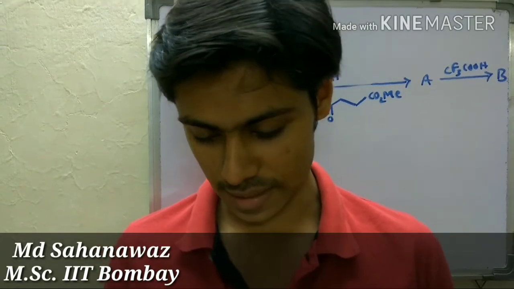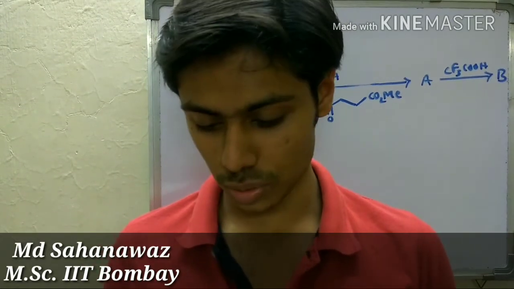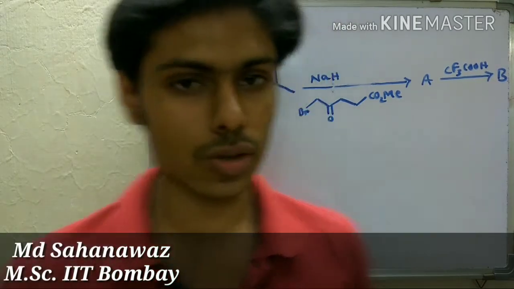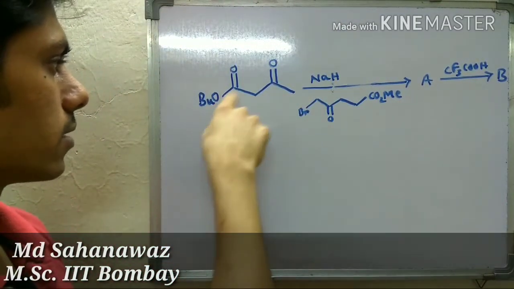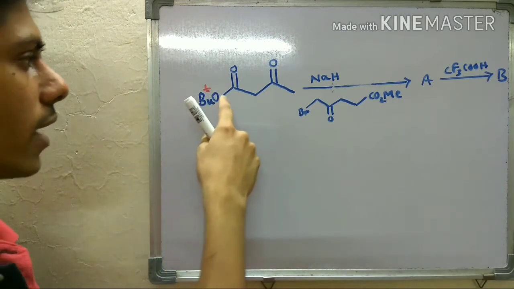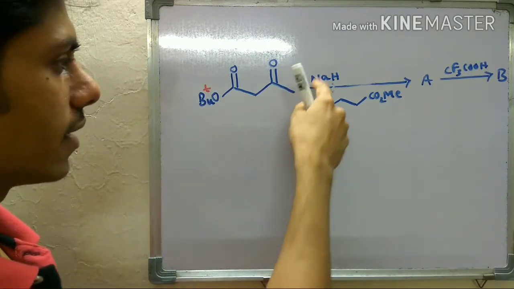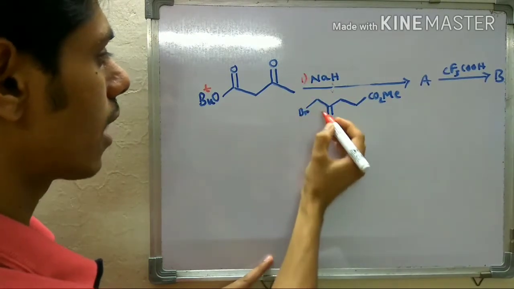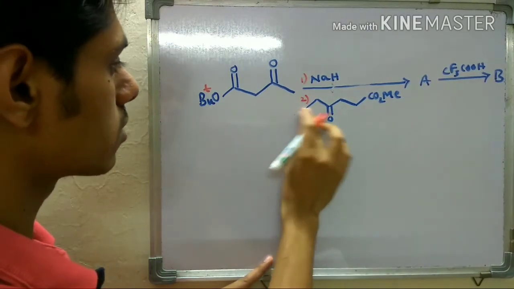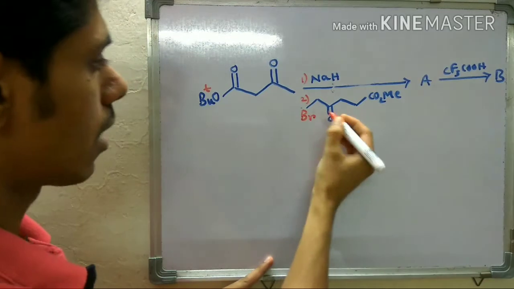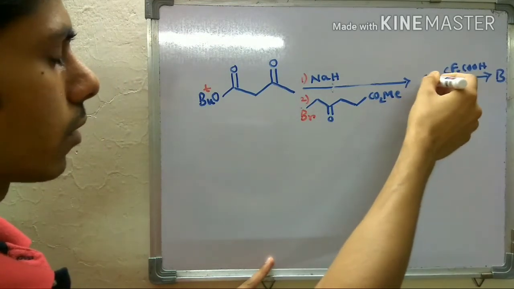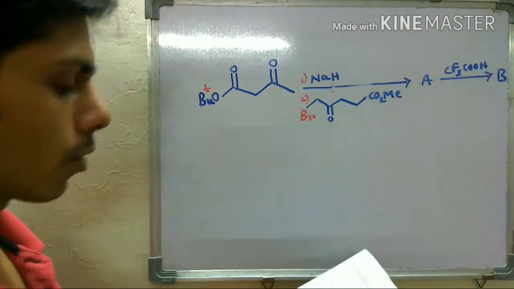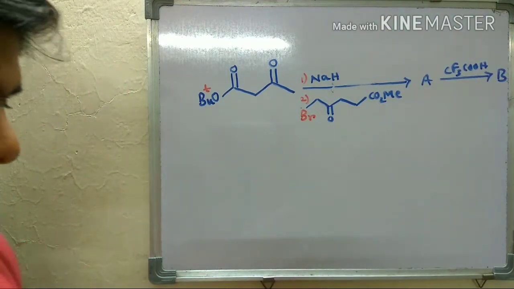This came in the CSIR exam June 2017. This is from set A, question number 84. So you can see this is the problem given. The molecule is tert-butyl acetoacetate, and it is first treated with sodium hydride, and in the second condition this compound is given. Here it is a bromine, so you will get compound A, and then on treatment with trifluoroacetic acid you will get compound B. So there are four options given.